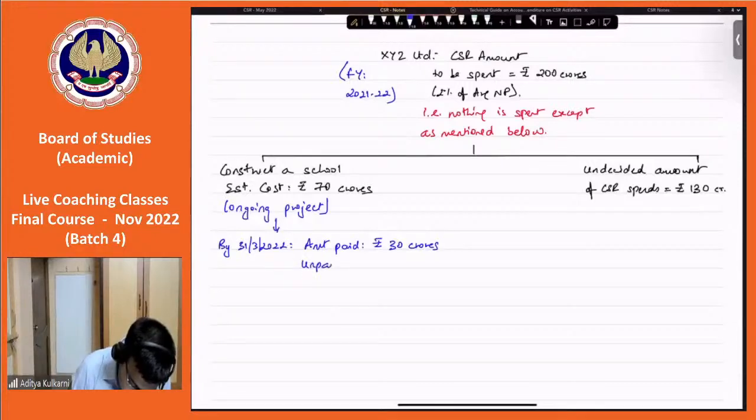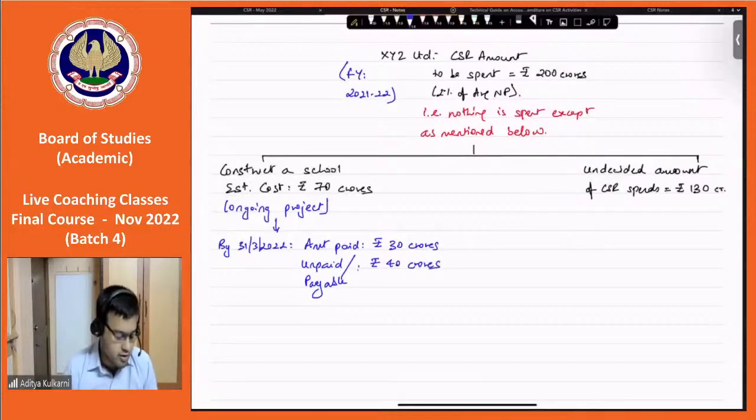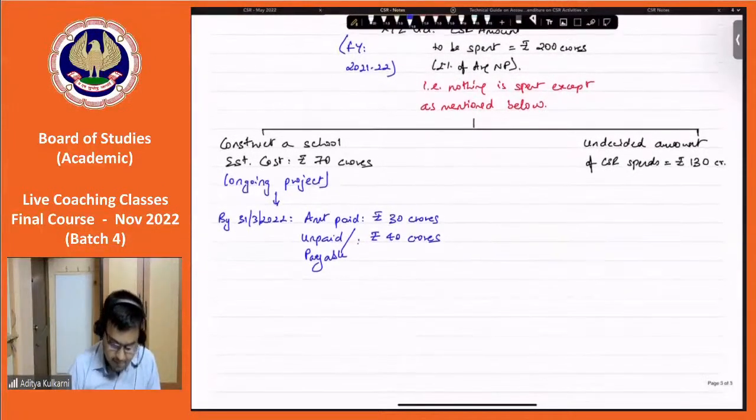Unpaid, or what we can call payable, depending on completion, is rupees 40 crores. Okay. This is an ongoing project. Matlab means what? I know that I have to complete this project.